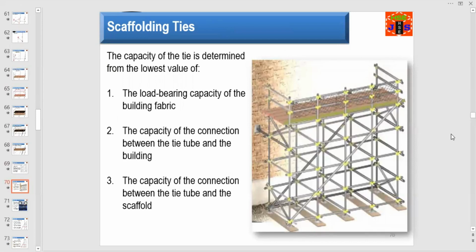The capacity of the tie is determined from the lowest value of number one, the load bearing capacity of the building fabric; number two, the capacity of the connection between the tie tube and the building; and number three, the capacity of the connection between the tie tube and the scaffold.